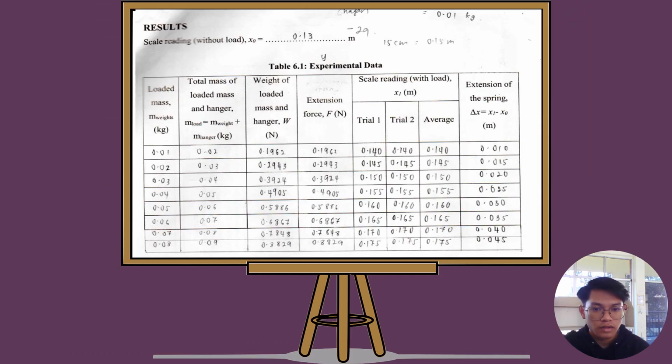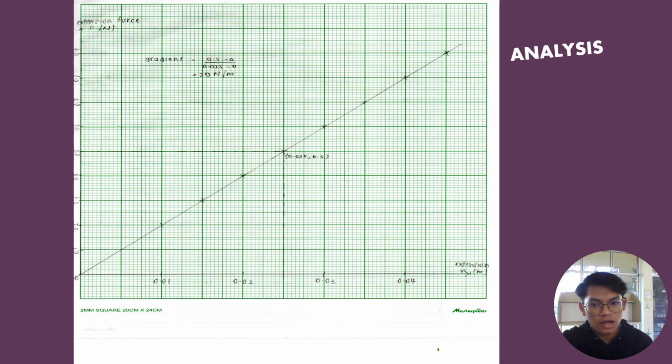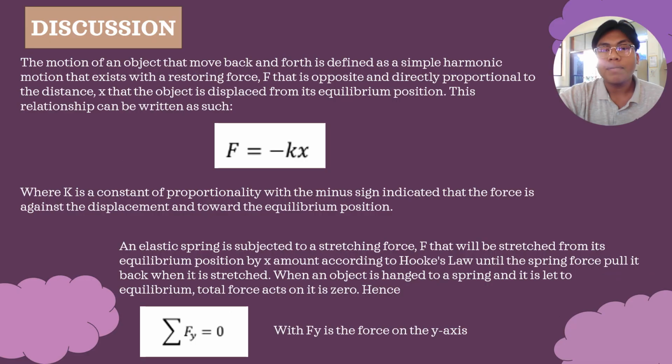Alright, the next one is the result of the experiment data. This is our analysis of the data. The graph is based on the table that we have. Next, we will move on to the discussion.